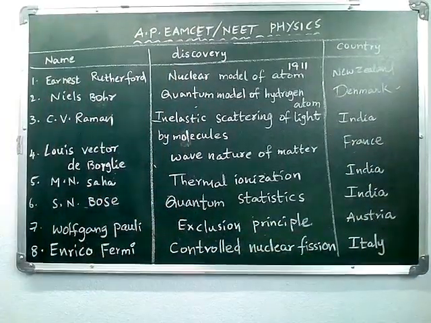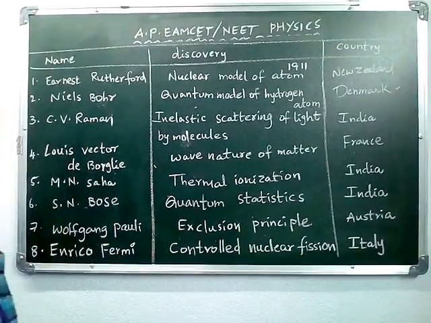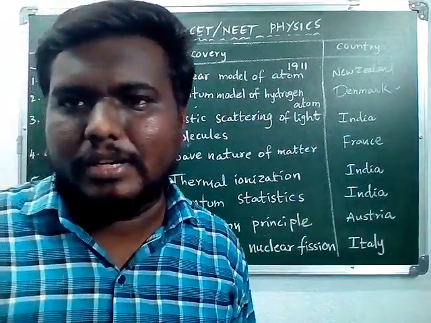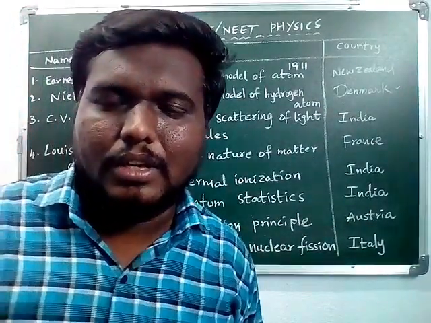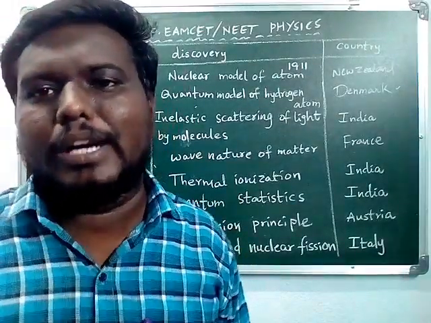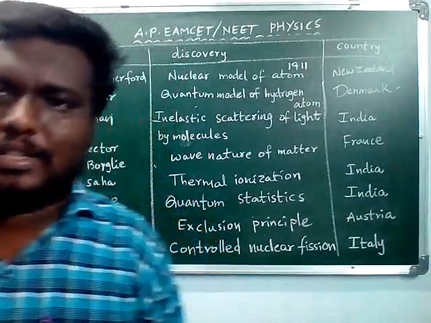The third one is Sir C.V. Raman. He explained the inelastic scattering of light by molecules. Scattering of particles can be classified into two categories. Number one is elastic scattering. Number two is inelastic scattering.